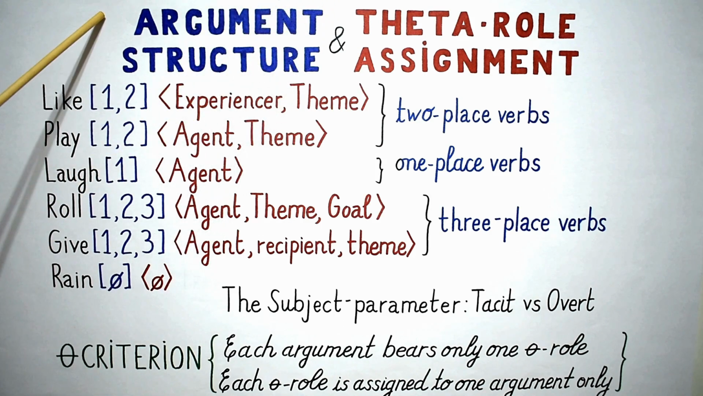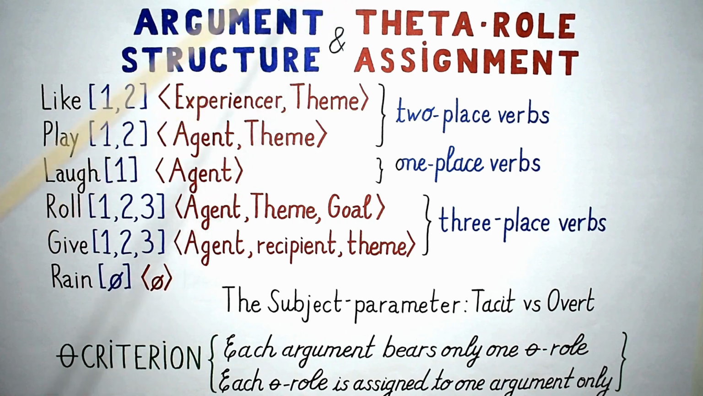I hope we have succeeded in accounting for what we mean by argument structure and theta role assignment, and today we have expanded a little on the number of arguments that predicates can have on the one hand, and on the other hand we have stated that there is a very important criterion, the Theta Criterion, which states that all arguments should bear 1 theta role and that each theta role can be assigned to 1 argument only.